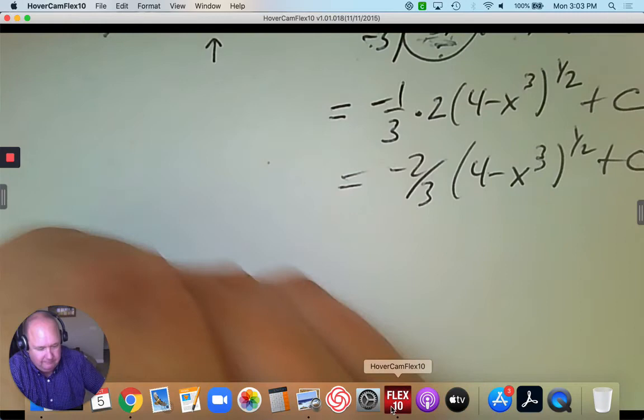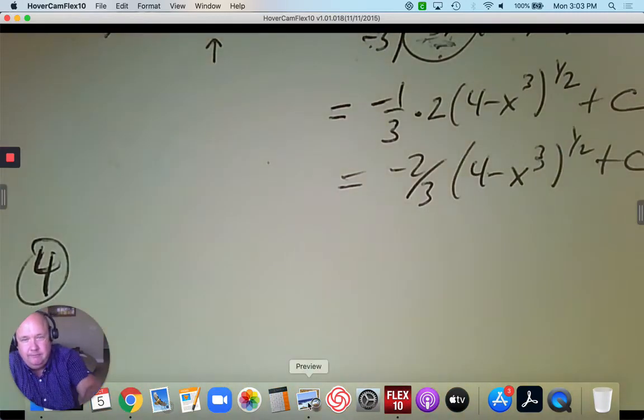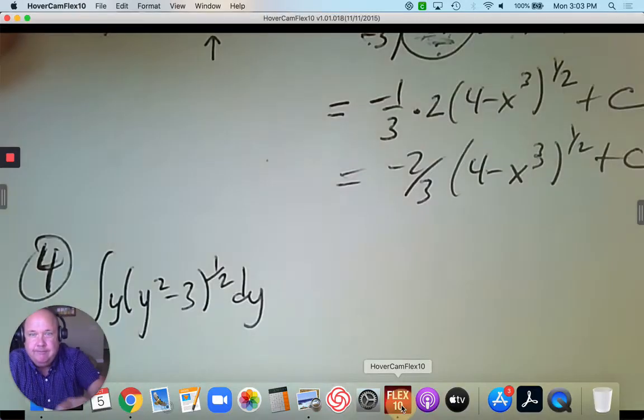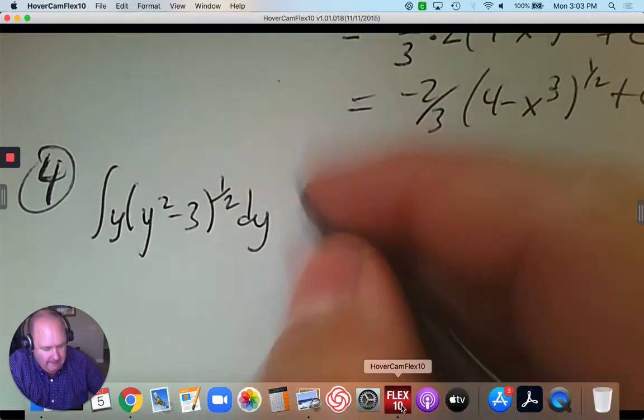Number 4. And number 4, again, I'm going to write it calculus friendly. So it's going to be y squared subtract 3 to the exponent 1/2 dy. Oh, and there's a y there. I'm just going to put that y in front instead of behind. So there's a sneaky little y at the end. I'm going to put it in front. So there it is in front.